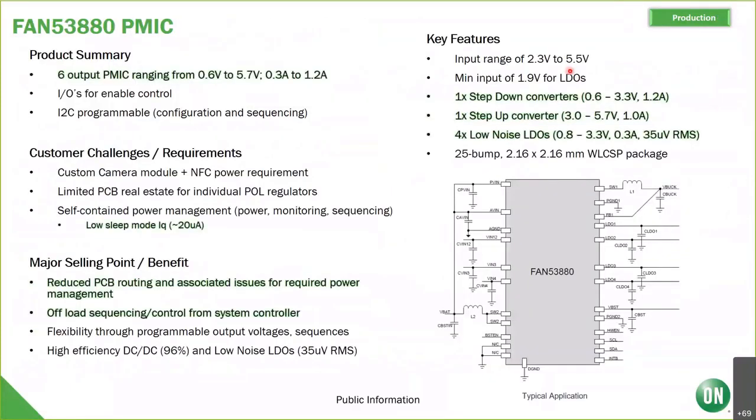And then we've got a larger PMIC, which is the FAN53880. This has 6 outputs ranging from 0.6 to 5.7 volts. So 1 buck, 1 boost, and 4 low noise LDOs, typically 35 microvolts RMS, and they go up to 300 milliamps. So a lot of options for when your input is between like 2.5 volts and 5.5 volts.